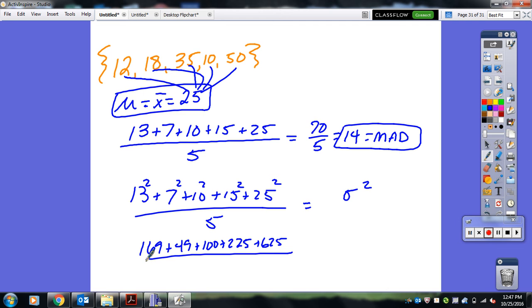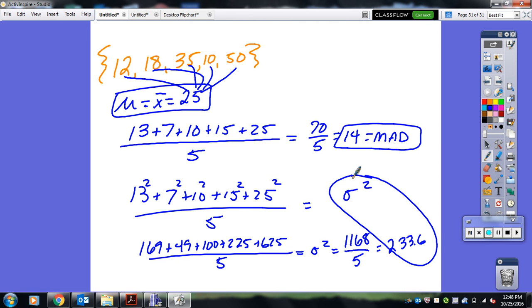Divide that by 5. That will be my sigma squared. Let's see what we get when I add those all up and divide by 5. I have 1,168 divided by 5, which is 233.6. Now that's sigma squared. That's called my variance.